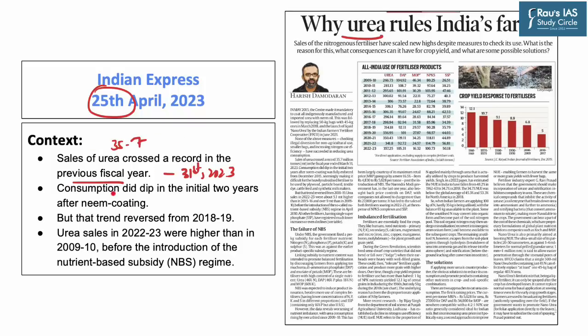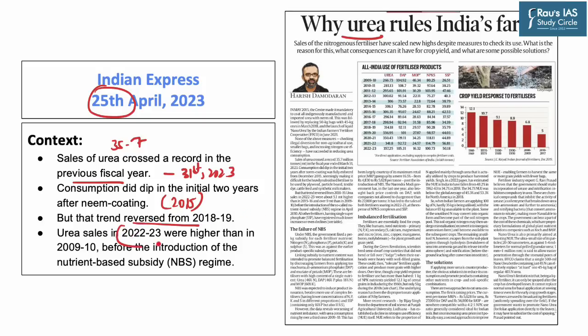The consumption of urea did dip in the initial 2 years after the neem coating was fully enforced, that was from December 2015. This neem coating made diversion of urea difficult for use in plywood industries, particle board manufacturing, textile dye, cattle feed, and synthetic milk makers. However, this trend has reversed from the year 2018-19.